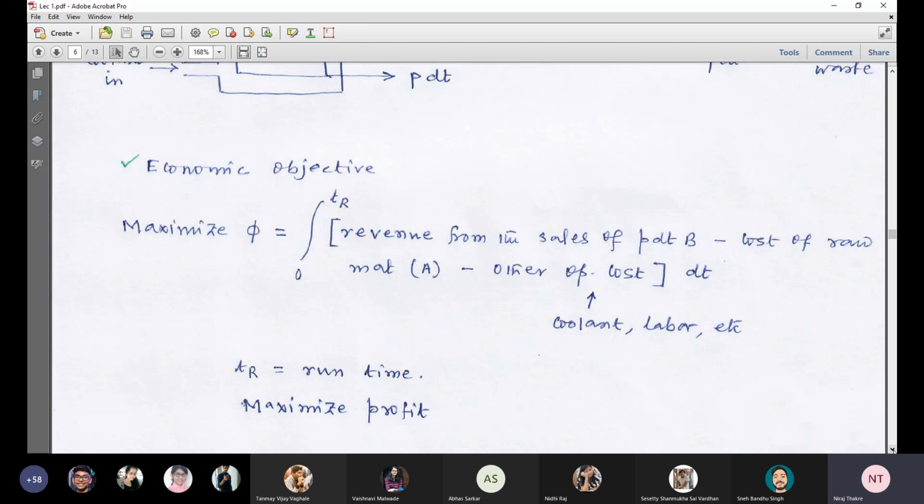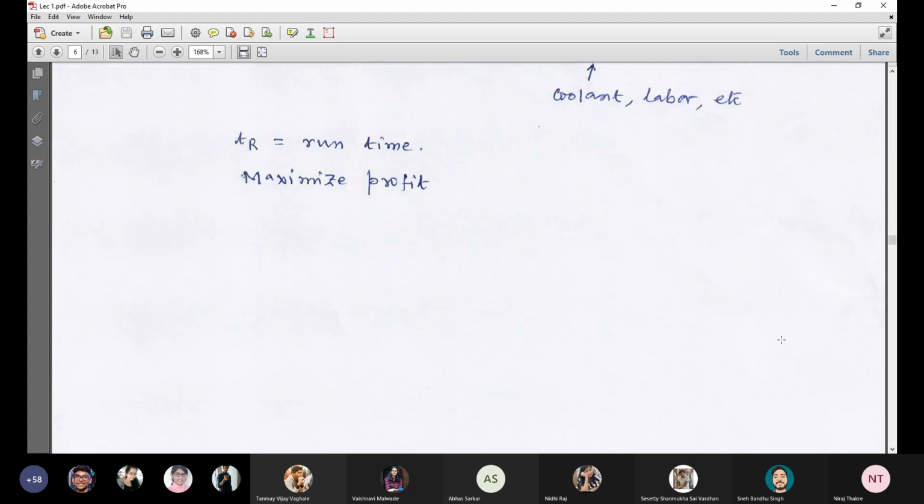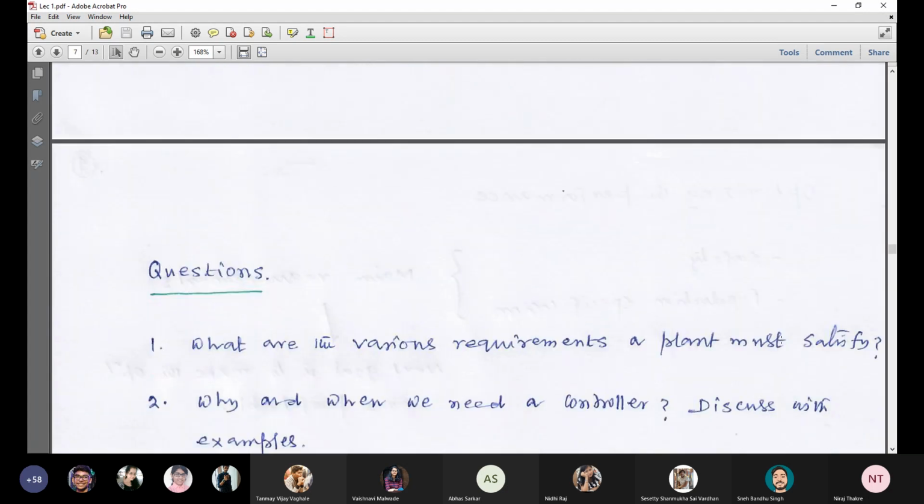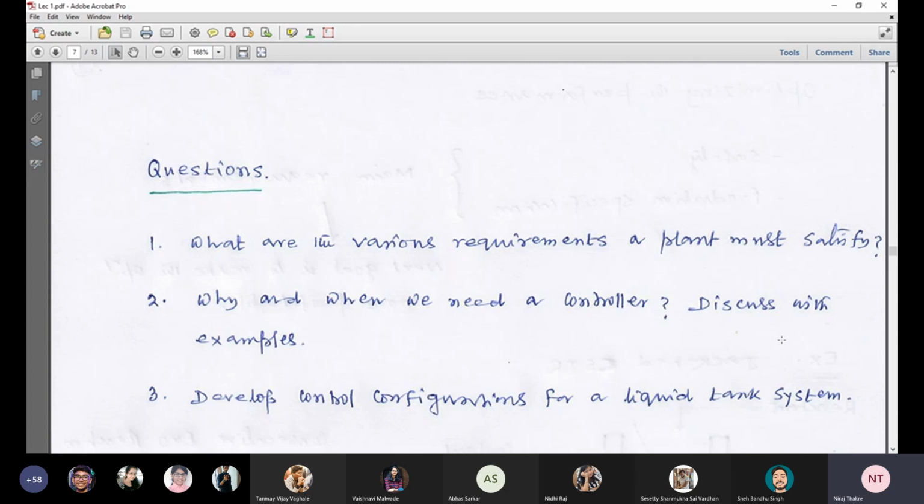Jyotiraditya, any question you have? No, sir. You understood everything? Yes, sir. Good. So let us go to the next topic then. Fine. Before going to the next topic, you can note down these questions. Basically, I discussed the answer of these three questions, but still you can note down these three questions.